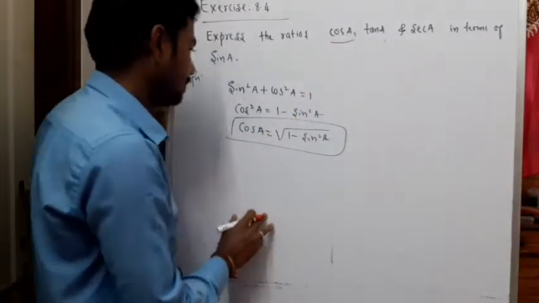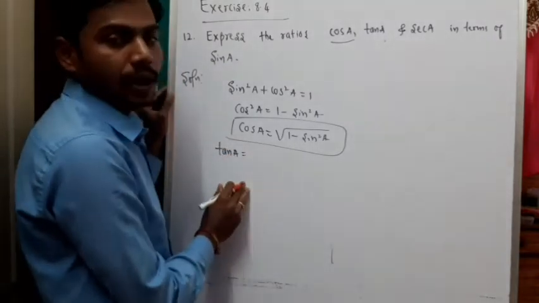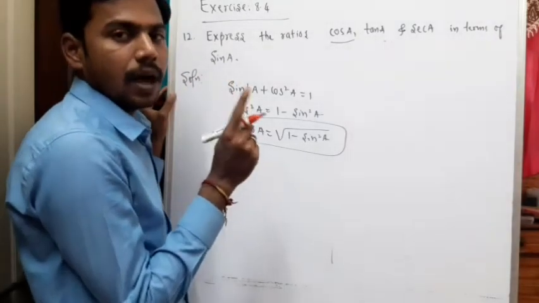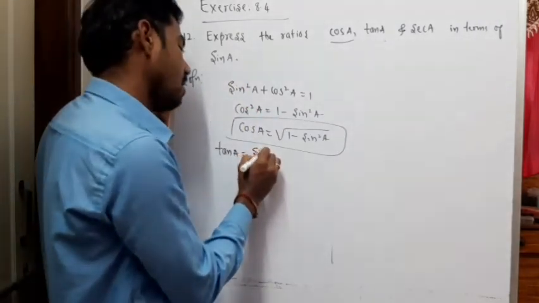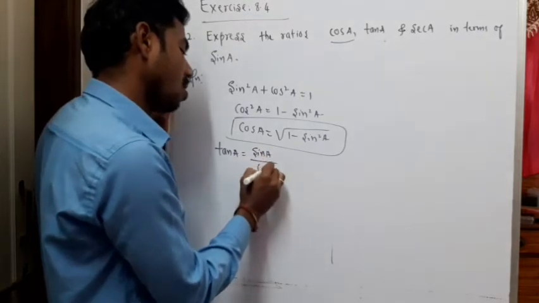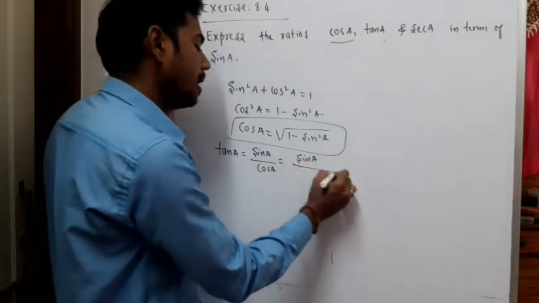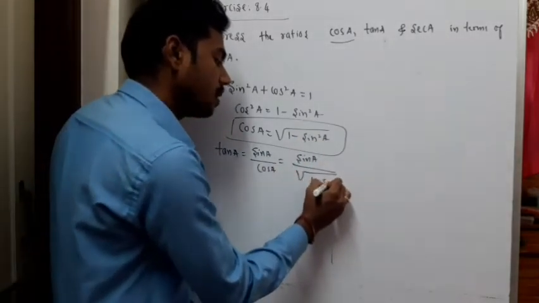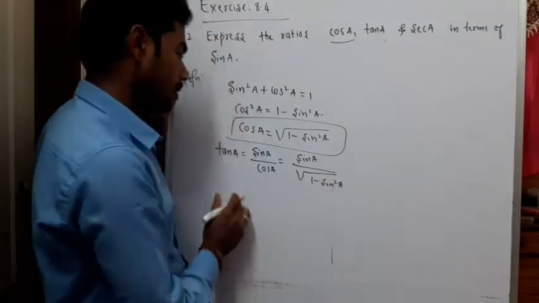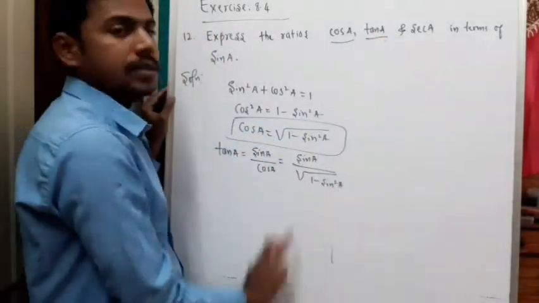Next, tan A. Tan A is equal to what we can write? We have one relation, opposite by adjacent, or else sin A divided by cos A. So sin A divided by, instead of cos A, what we can write? We can write root of 1 minus sin square A. So even we expressed tan A in terms of sin A.